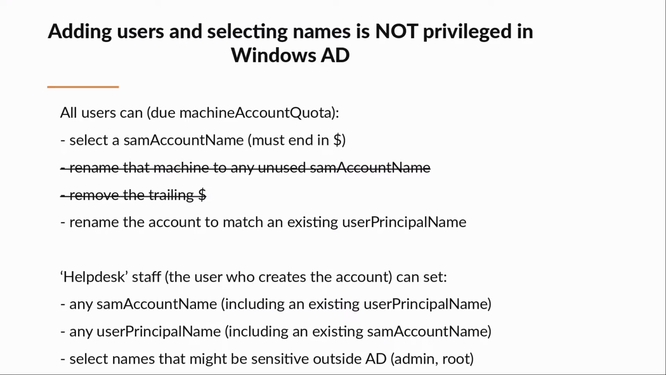There's also the big issue that you can have staff that are privileged but not totally privileged in your organization. I sort of think of help desk staff, and you've tried to give them least privilege because you're a good organization. Your sysadmins have domain admins, and your help desk staff have less than admin, enough to do the basic things they needed to do to onboard users and all sorts of things like that. So they can set any name that they like, including names that can be sensitive outside Active Directory, like admin or root.